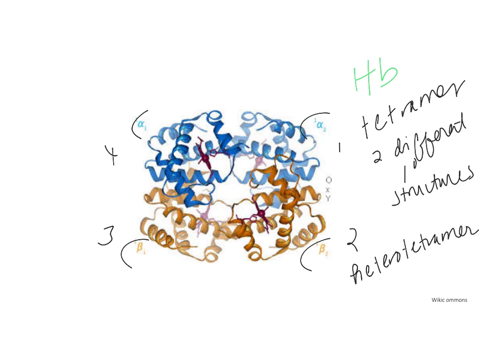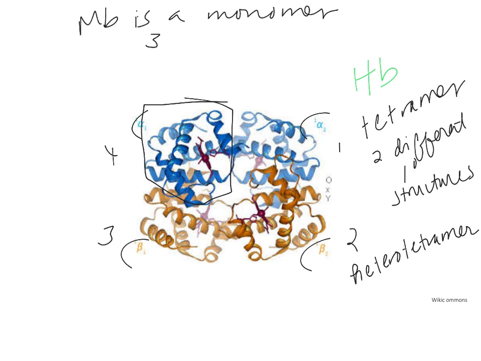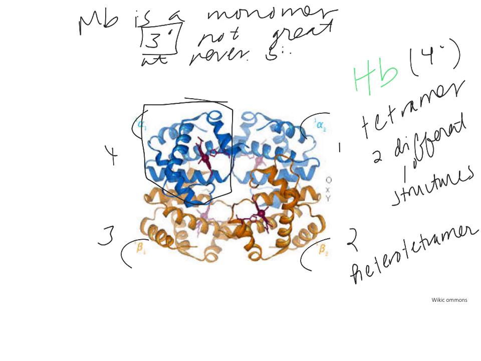And I don't have a picture of myoglobin on this slide, but myoglobin is essentially only one of these. So it's a single subunit. It's always a single subunit. It's a monomer. So MB is a monomer always. So its highest level of protein structure is tertiary, and hemoglobin's highest level of protein structure is quaternary. So again, myoglobin's highest level is tertiary. It's not great at reversible binding of oxygen, and not reversible enough to be transported through the bloodstream.